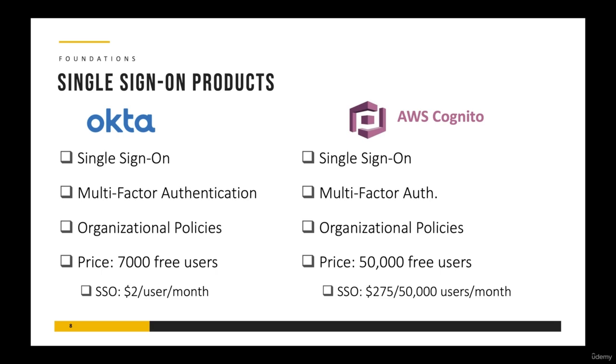For example, for Okta, the first 7,000 users are free, and then the single sign-on service costs $2 per user per month. With Cognito, we get up to 50,000 free users, so that's substantially more than Okta. And then the single sign-on cost is $275 for every 50,000 additional users per month. Both are well-known and stable solutions, and which one to prefer actually depends on the context of your organization and business products. That concludes our lecture.